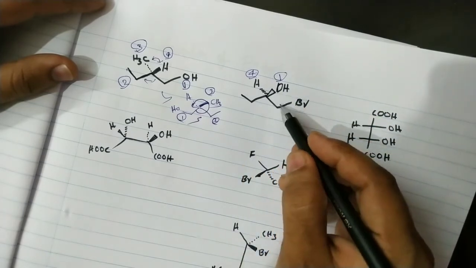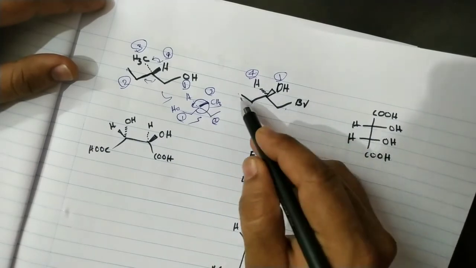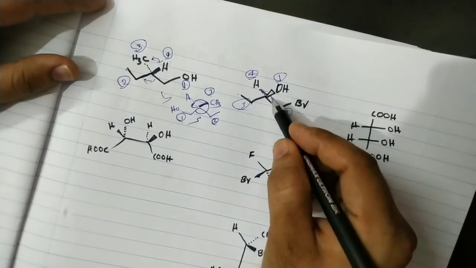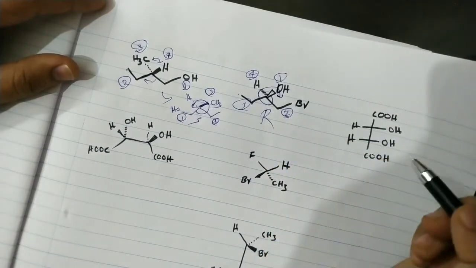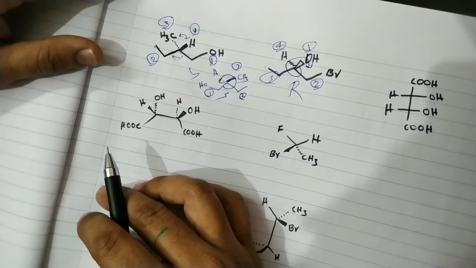Here oxygen is the first priority, next is CH2, here CH2, here CH2CH3, here CH2Br. So here CH2Br gets the second priority, and here the third one. So here is 1, 2, 3 configuration. That means a clockwise direction, so its configuration is actually R. Okay.